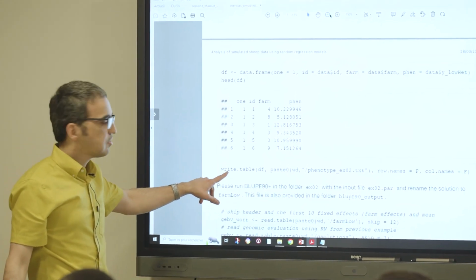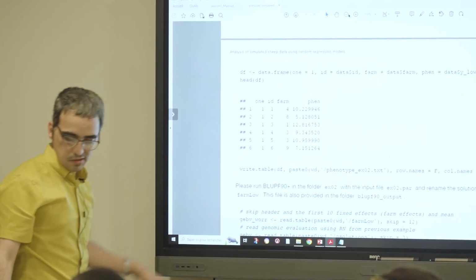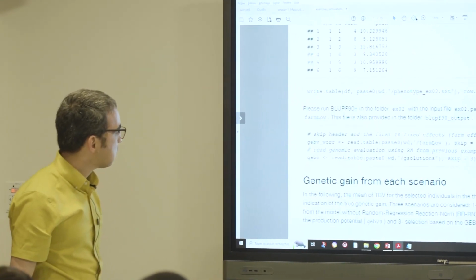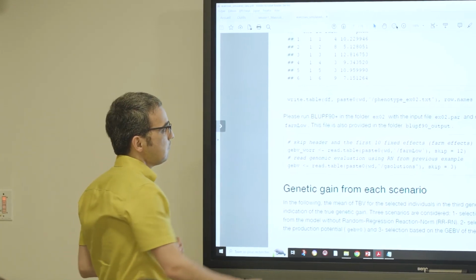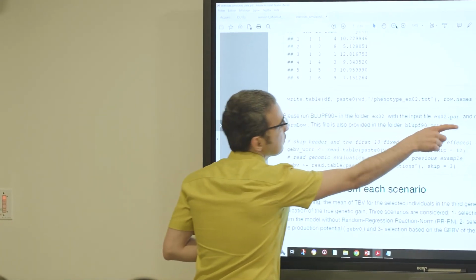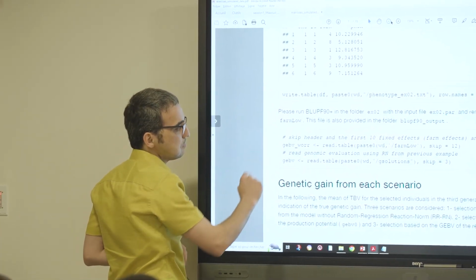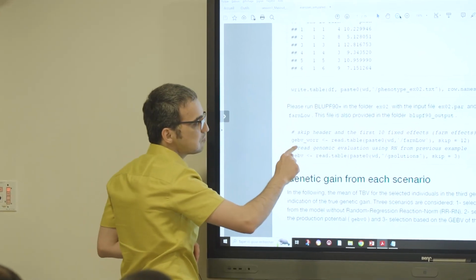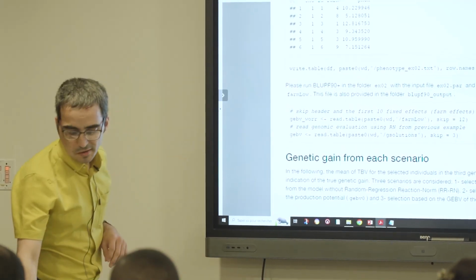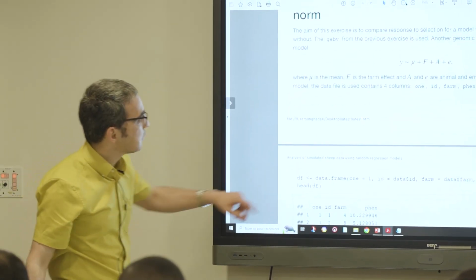I will write it. You can try this at home. I will write it to the disk and then run blupf90. We are not doing it at the moment. And we get a solution file, which we call farmlow in this instance. The solution file basically gives me all the fixed effects for the farms. So I have 10 farms here.